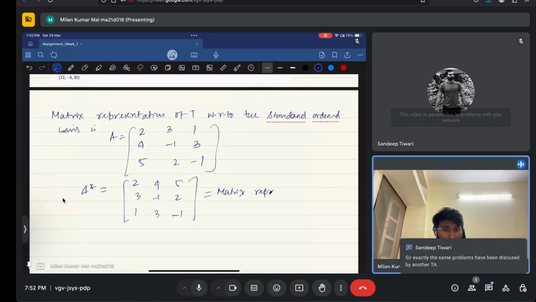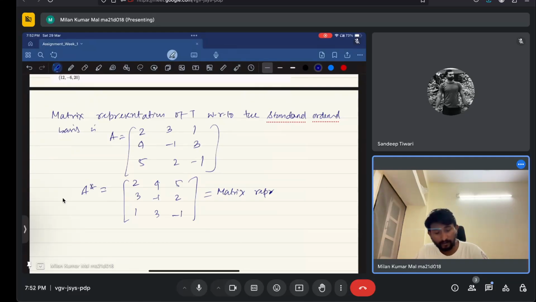The same problem here. Right, right. It has been discussed by another. This is the same problem. But all problems are the same, I think, no?